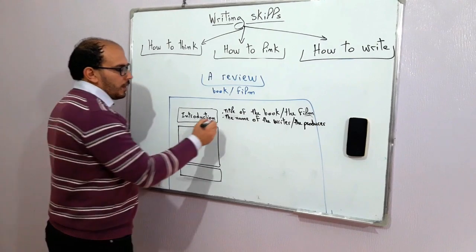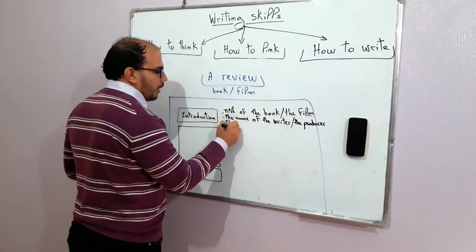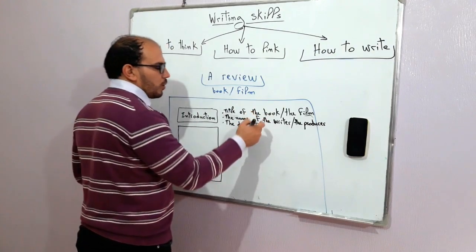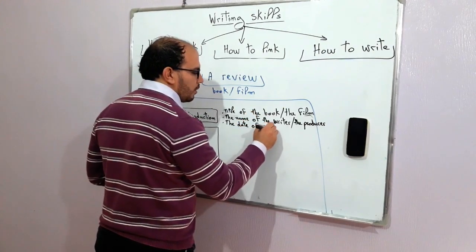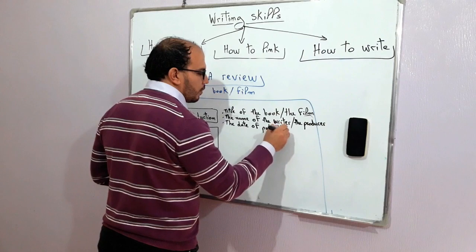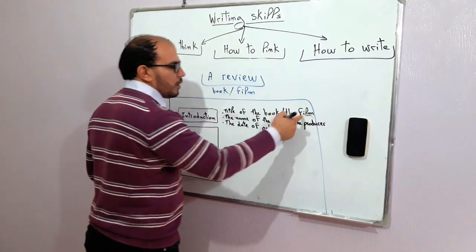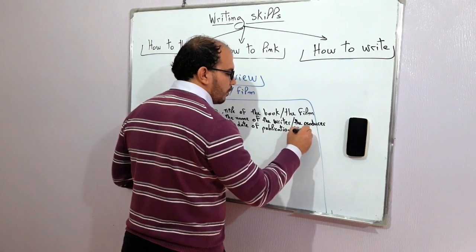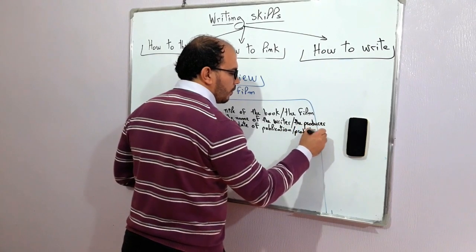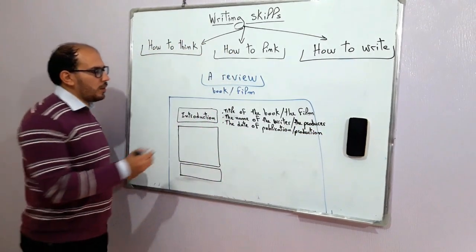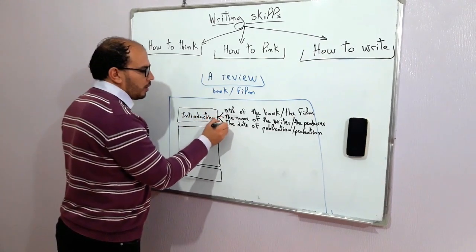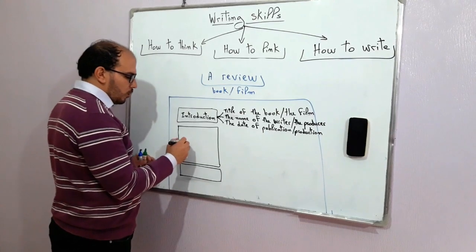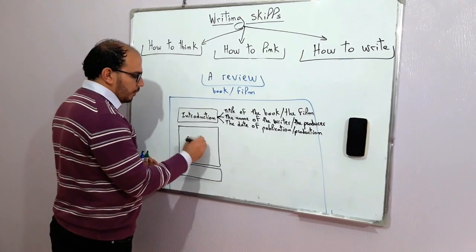Okay, the last thing is the date. If it is a book, we say the date of publication, and if it is a film, we say the date of production. Right, so this information must be included in the introduction. Now let's move on. We have the introduction, then we have the body.